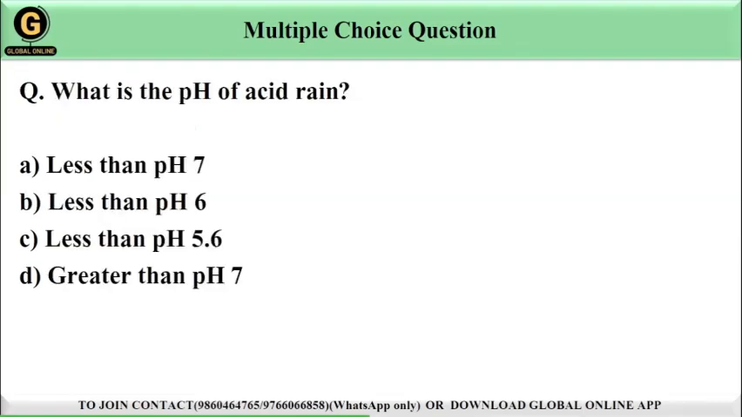What is the pH of acid rain? We have options here: A, less than pH 7; B, less than pH 6; C, less than pH 5.6; and D, greater than pH 7. Guys, acid rain typically has a pH value lower than 5.6. Normal rainwater has a slightly acidic pH due to dissolved carbon dioxide. But when pollutants like sulfur dioxide and nitrogen oxide are present, they form stronger acids in the rainwater, leading to pH lower than 5.6. So the correct answer will be less than 5.6, option C. Let's move to the next question.